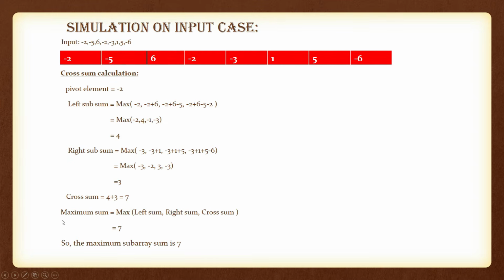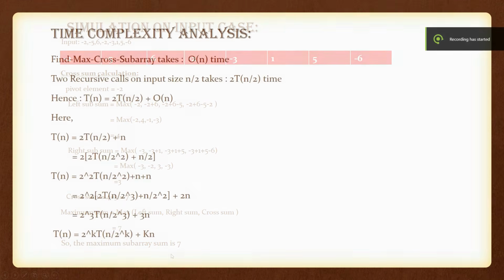So we have to find out the maximum sum. To get the maximum sum, we compare the left sum, which is 6, the right sum, which is also 6, and the cross sum, which is 7. If we compare all of these sums, we'll get 7 as the highest, which is also the result of the maximum subarray sum.